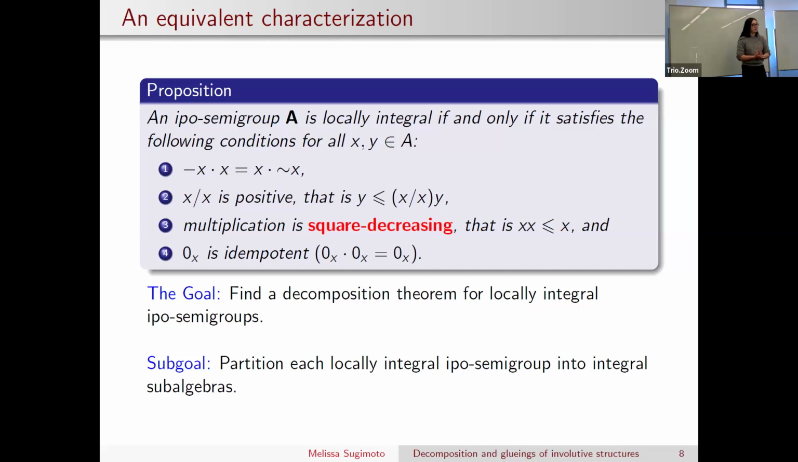The first thing we do to reach that end is we try to partition each locally integral ipo-semigroup into integral subalgebras. So we picked things that we then called locally integral because we wanted them to look, in a sense, if we zoomed in, like integral things. So we're hoping we can then use that concept, break this apart into a bunch of integral things and say, well, actually, locally integral ipo-semigroups were a bunch of integral things all stacked up in a trench coat.